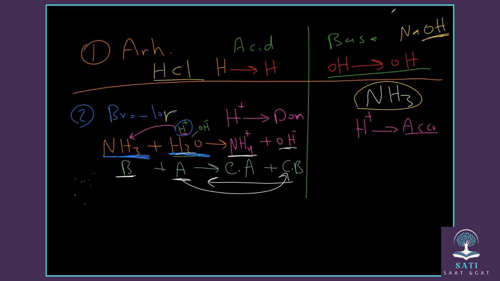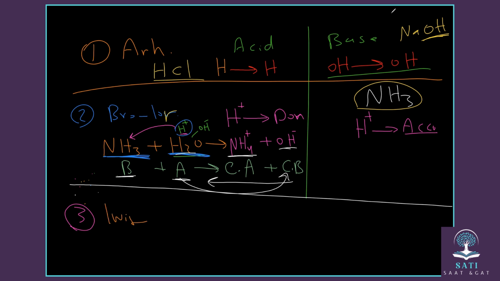We'll go now into the third definition. What is the third definition here? As we said, we have three definitions for bases and acids. Okay, the third definition is called Lewis. So this is the Lewis definition. By the way, it is named after a scientist. His name is Lewis, and he gave this definition.